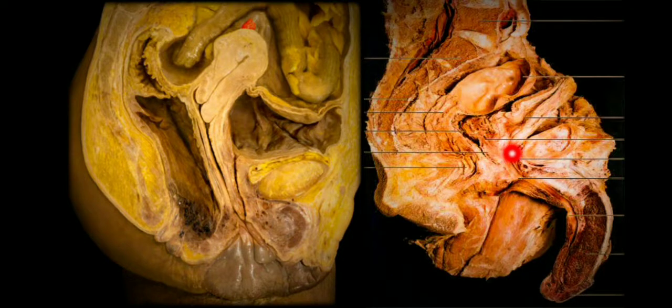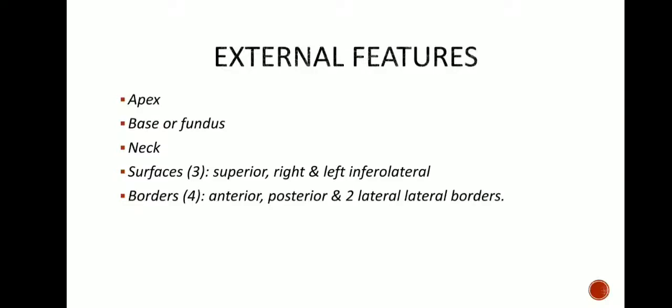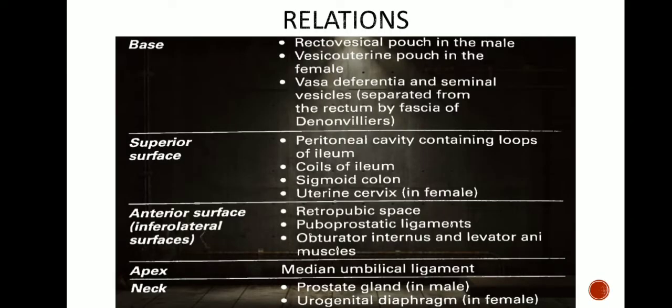Moving on to the female pelvis, this is the pubic symphysis, as you could see in the cadaveric image, and this is the urinary bladder lying behind the pubic symphysis and in front of the uterus in the female, and behind the uterus lies the rectum. Now moving on to the external features: the apex, base, neck, the three surfaces, that is the superior and two inferolateral surfaces, and four borders, that is the anterior, posterior and two lateral borders.